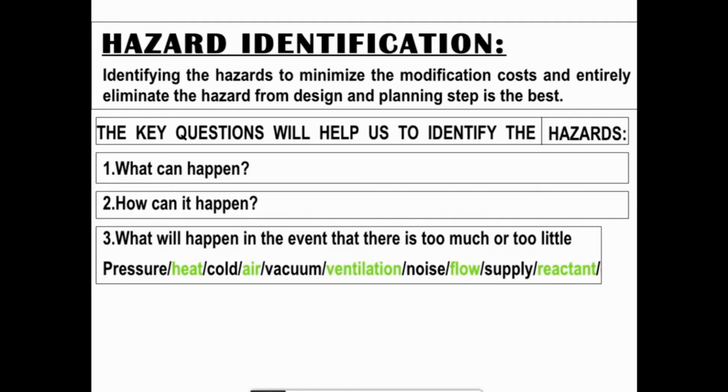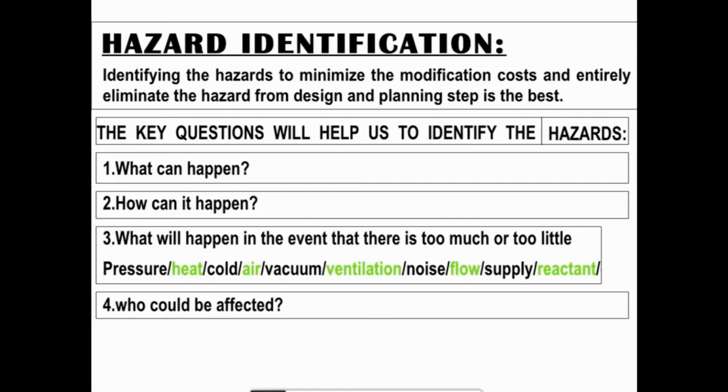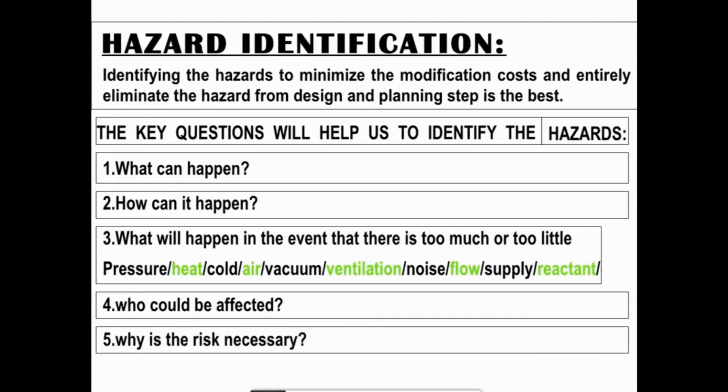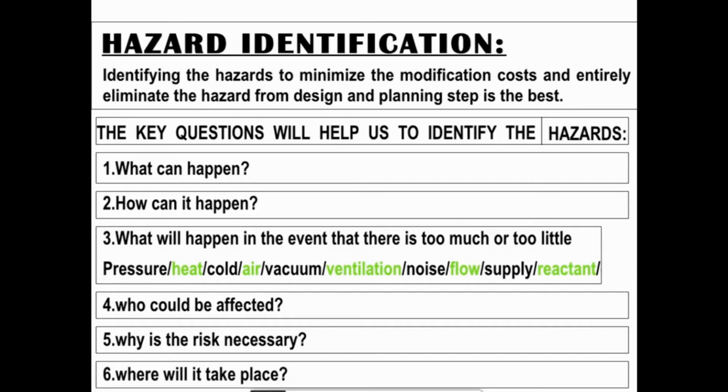Next one, fourth, who could be affected? It may affect people physically, it may affect the assets. Fifth one, why is the risk necessary? Because without these risks we can't operate the machines or we can't produce the output. Sixth, where will it take place? Means we have to identify the occurrence place of these risks or hazardous activities in the workplace.